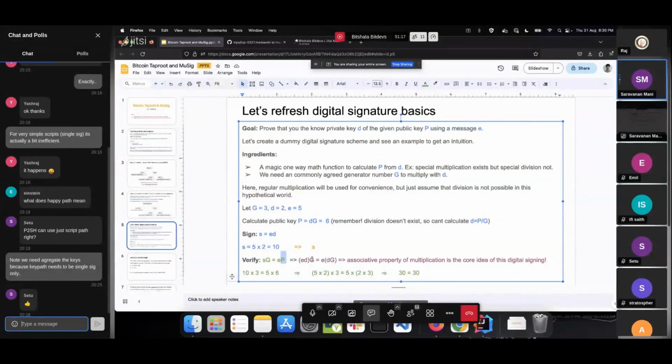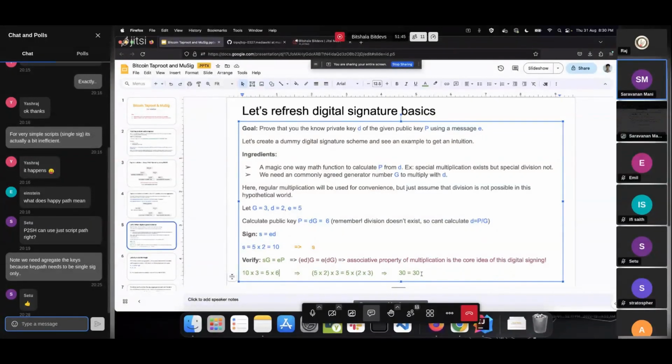So it is just a different way of putting the numbers. That's it. ED into G or E into DG. That's what we are talking about. Just the associative property of multiplication. Nothing special we are talking about here. Very basic math. If we do this with this example, S is nothing but 10 into 3, the G, so it is 30, and E is nothing but 5, and the 6 is nothing but 2 into 3, so 6. So we just expanded: 30 is equal to 30.